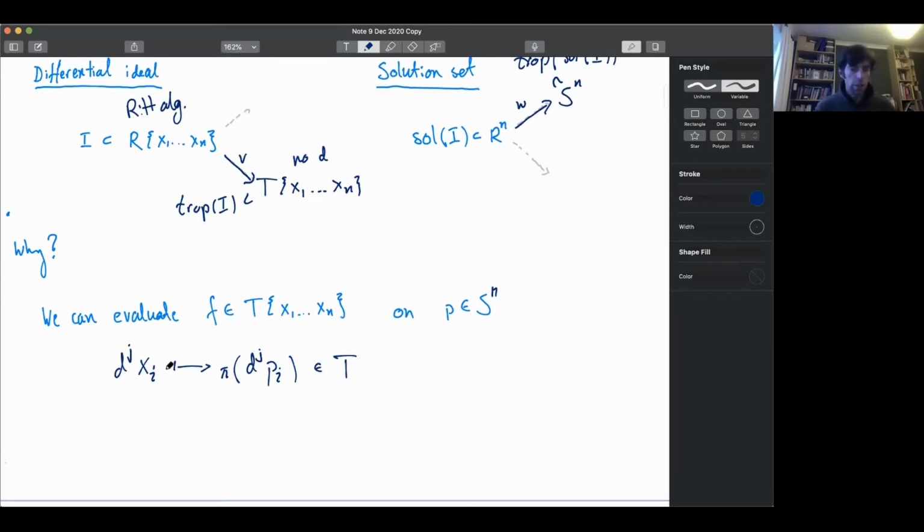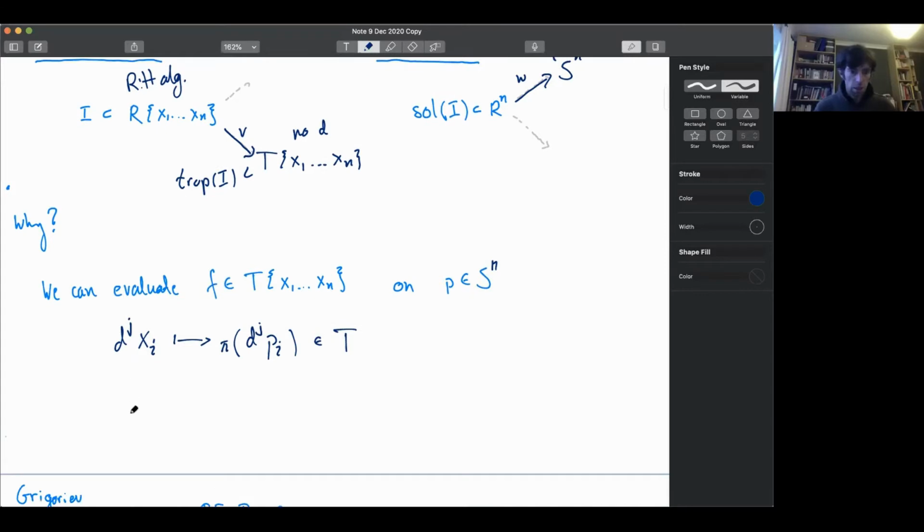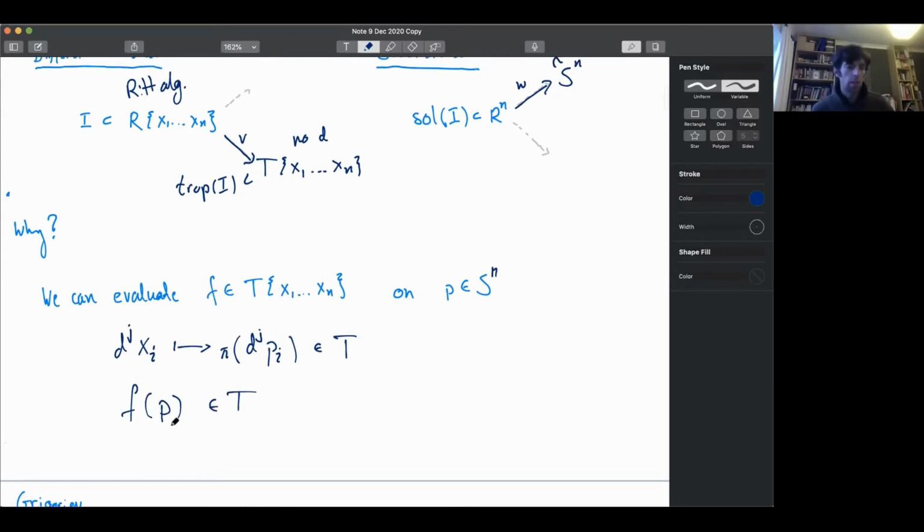So I can evaluate each variable, and I can then extend this to monomials in the variables xi. So I can evaluate f of P, and this gives me an element of T. And in fact, it gives me an element of T by giving me this element as a sum of a bunch of elements of T, one for each monomial term in f. And that's going to be important in a minute.